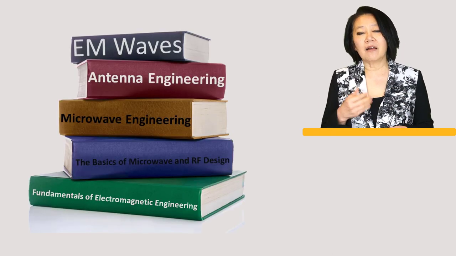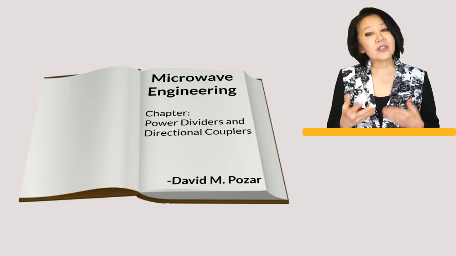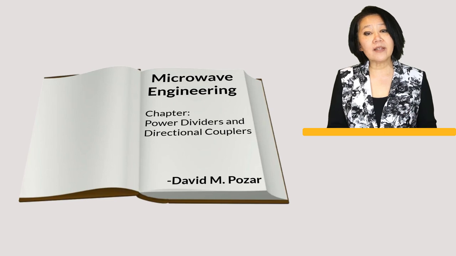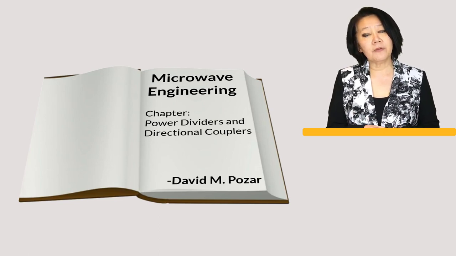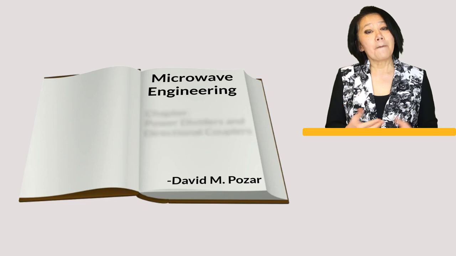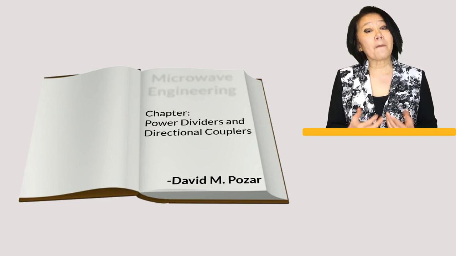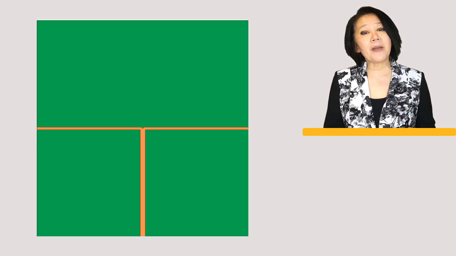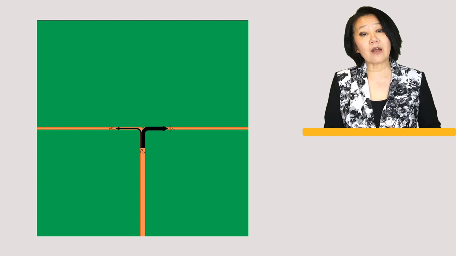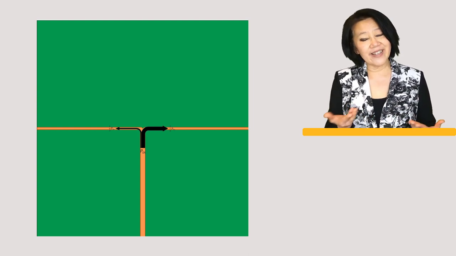There are many reference textbooks on electromagnetic theory or microwave components. Here's a textbook example from one of these references: a T-junction power divider example problem from the chapter Power Dividers and Directional Couplers in the textbook Microwave Engineering by David M. Pozar. Now let's simulate the power divider with unequal power division using Ansys HFSS inside of AEDT.